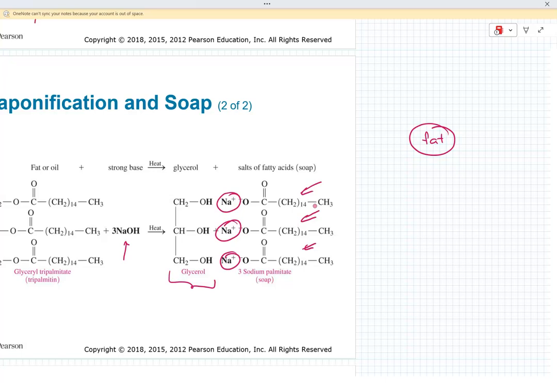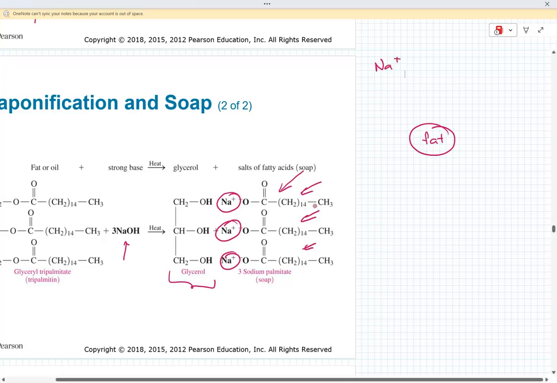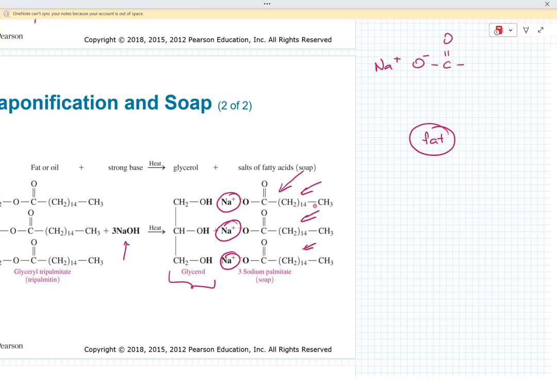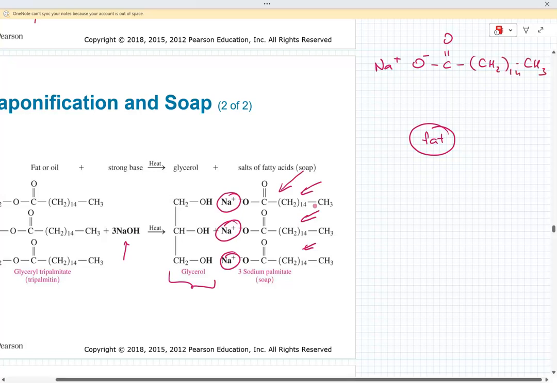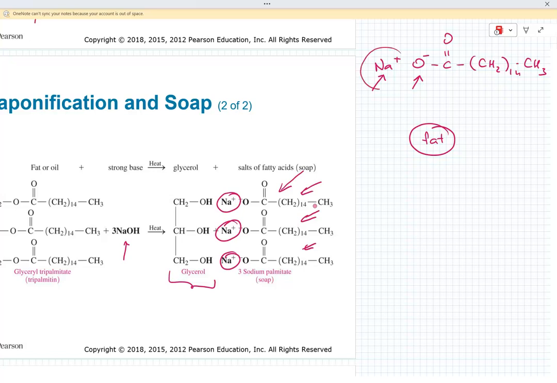And you have the salt of palmitic acid, right? So you have sodium, and you have negatively charged oxygen here, 14 CH2 groups and CH3 at the end. So when you have positively charged ion and negatively charged ion, it's a salt, what happens to salts in the water solution? It dissolves and dissociates, right? So a bunch of sodium ions separately and a bunch of palmitate anions separately. Do you follow my train of thought?